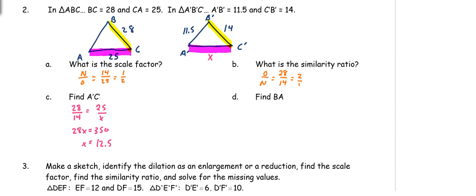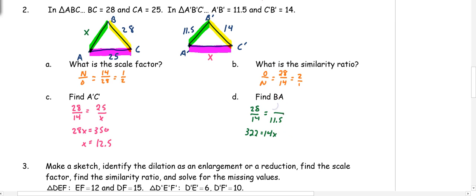And then the other side that we need to find is BA. So we're going to call BA x, and we know that BA corresponds with B prime A prime. We're still going to use 28 over 14 because those are the sides that have both lengths, equals, and in the first triangle we have x, and in the second triangle we have 11.5. So when we cross multiply, we get 322 equals 14x. Let's change this to y because we already had an x. So 14y equals 322, and we divide by 14, we get that y is 23.